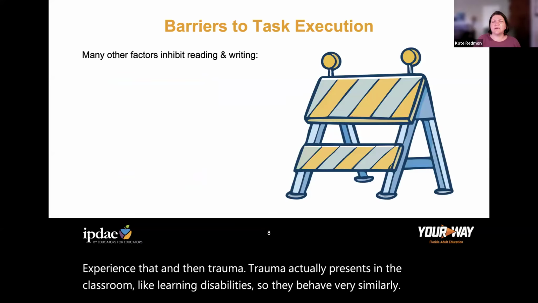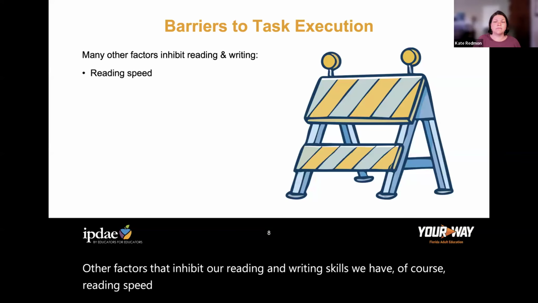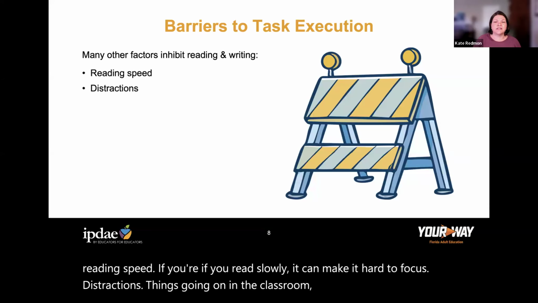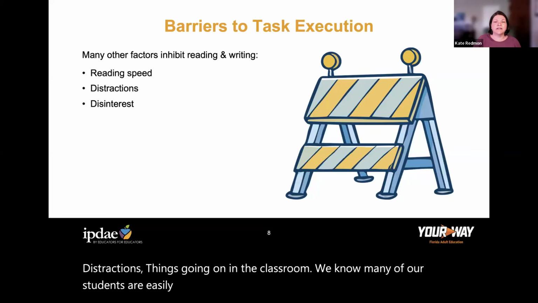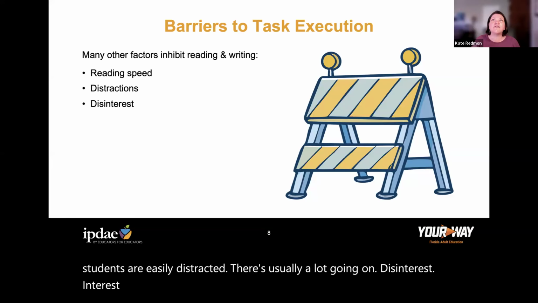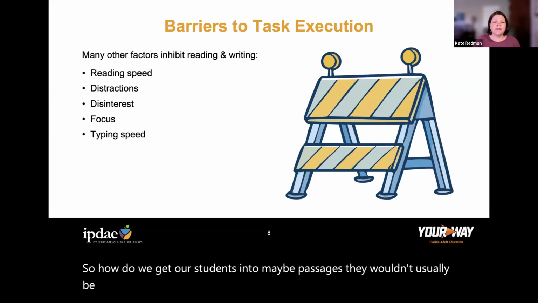Other factors that inhibit our reading and writing skills, we have, of course, reading speed. If you read slowly, it can make it hard to focus. Distractions, things going on in the classroom. We know many of our students are easily distracted. There's usually a lot going on. Disinterest. Interest affects reading comprehension remarkably. So, how do we get our students into maybe passages they wouldn't usually be interested in? Focus is a big one.